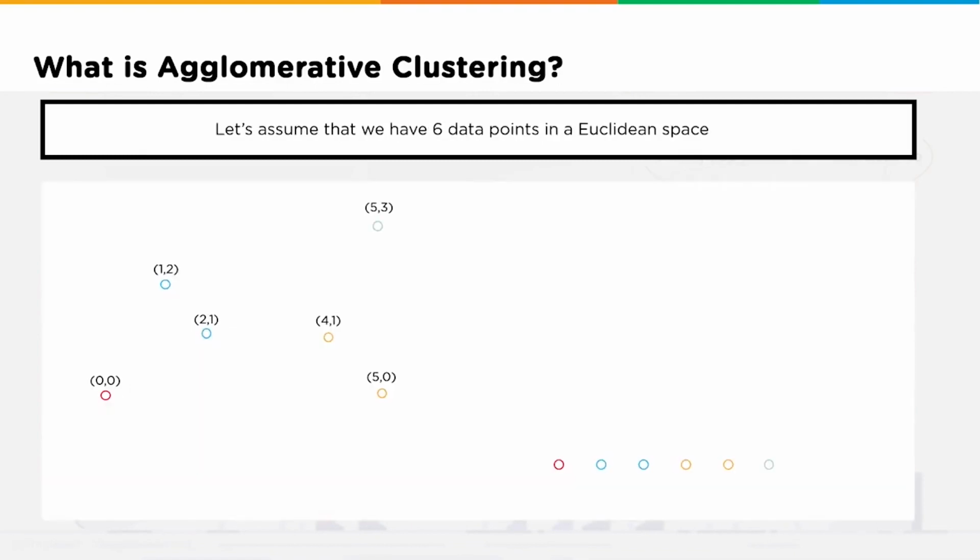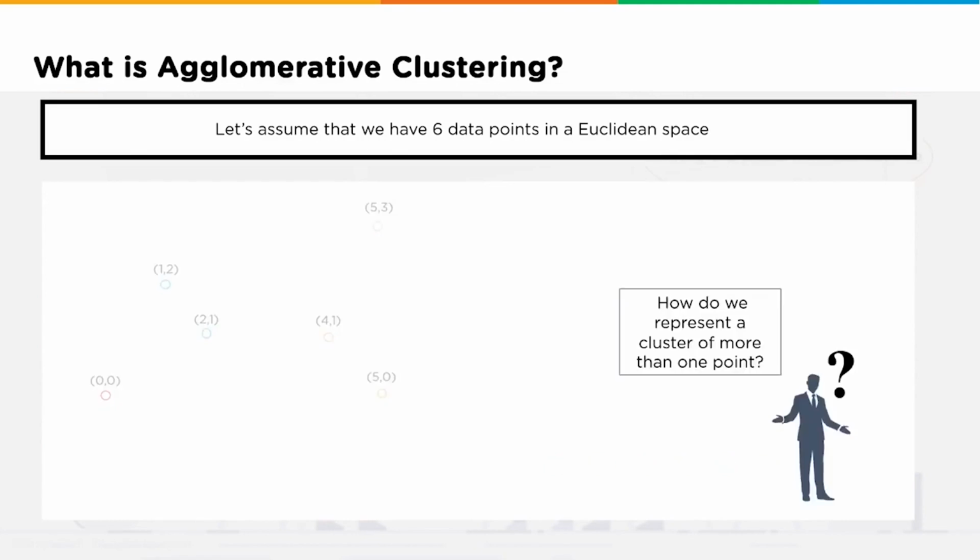Let's assume that we have 6 data points in a Euclidean space. So again, we're dealing with x, y, and z, but in this case, just x and y. So how do we represent a cluster of more than one point? Let's take a look at that. First, we're going to make use of centroids, a very common term in a lot of machine learning languages when we're grouping things together. A centroid is the average of its points.